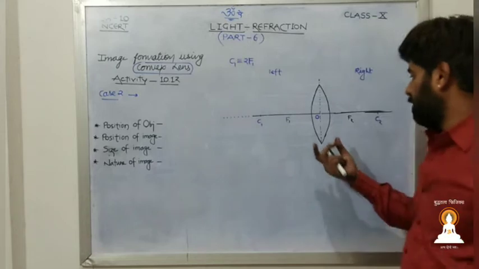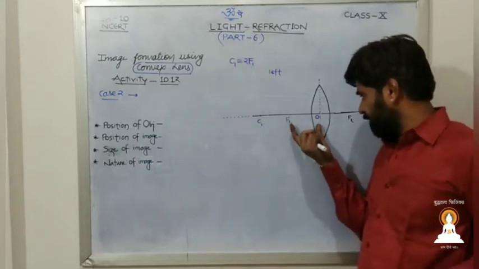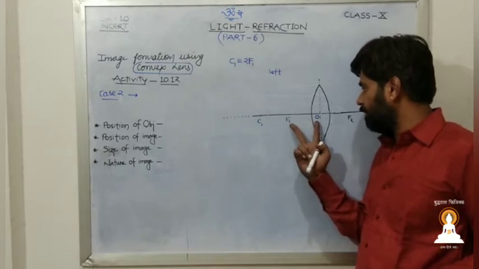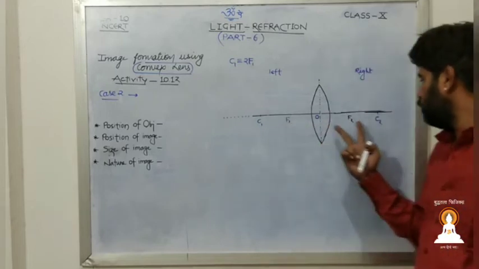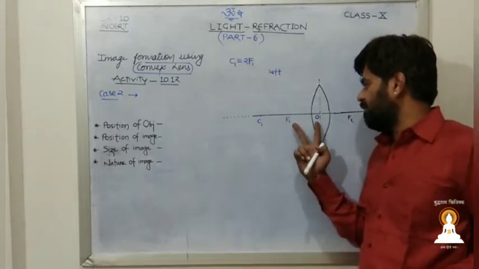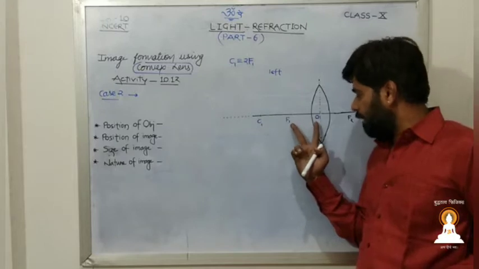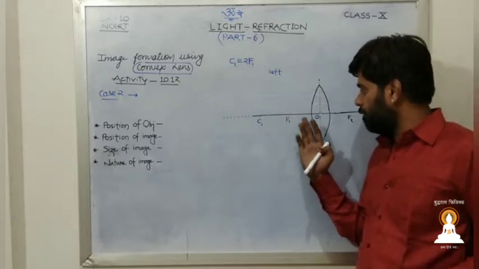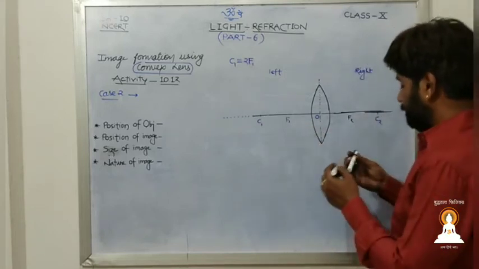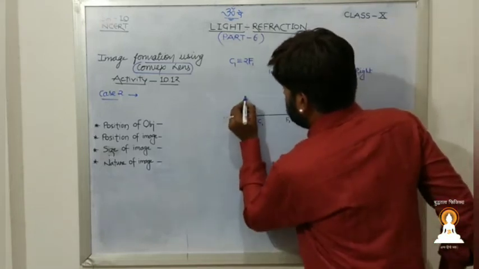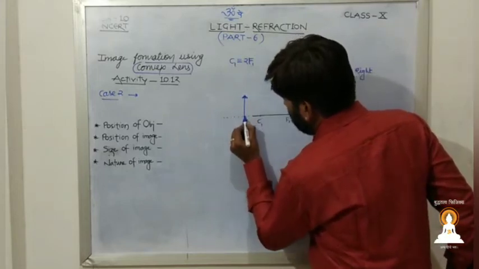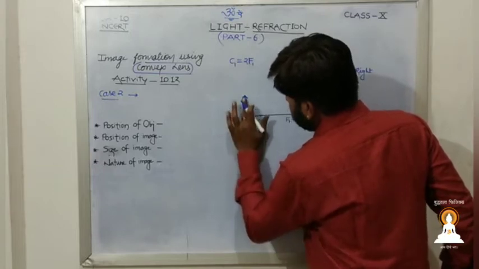Now remember, here is also one trick: OF1, F1C1, OF2, F2C2, this particular distance should be 2.75 or 2.7 centimeter only. In that particular case you will get the exact diagram. Now, when the object is beyond C, the object will be like this.